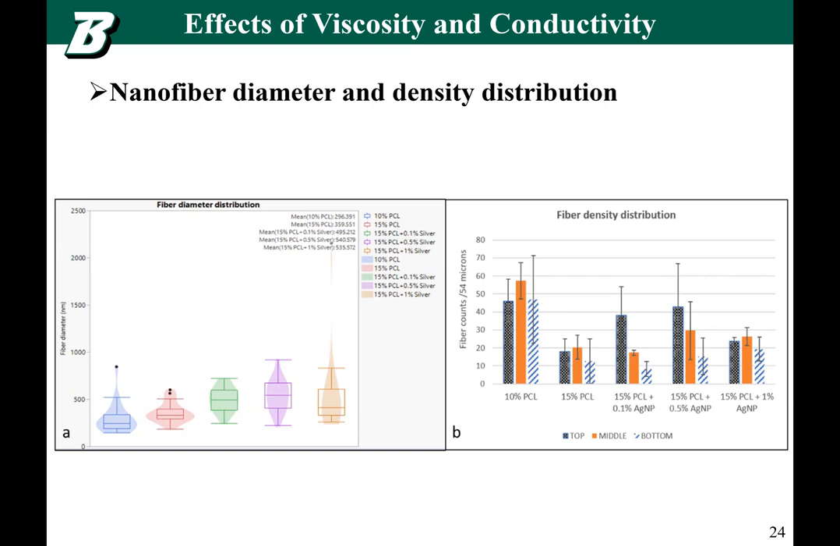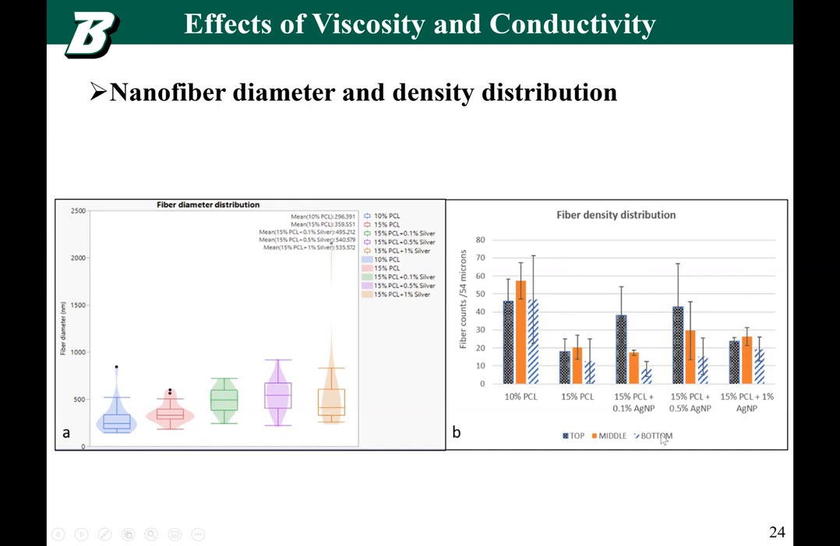And for the fiber density, we separate the scaffold into top, middle, and bottom sections. For the top, middle, and bottom sections difference, we can see when we increase the solution viscosity, we'll get a higher fiber gradient, which means the difference between top section to bottom section actually increased. However, when we increase the silver nanoparticle concentration, you can see that the difference between top section all the way to bottom section actually decreased.